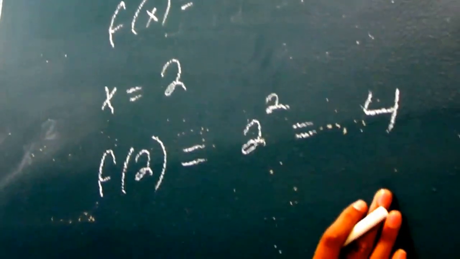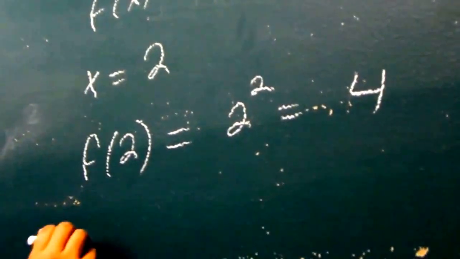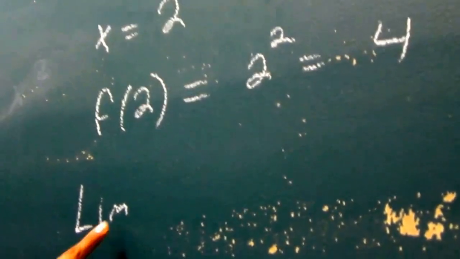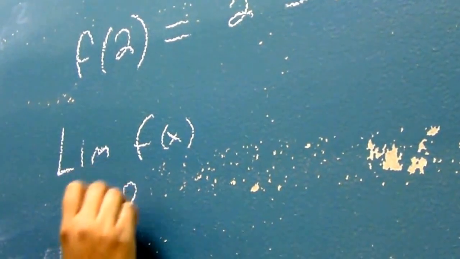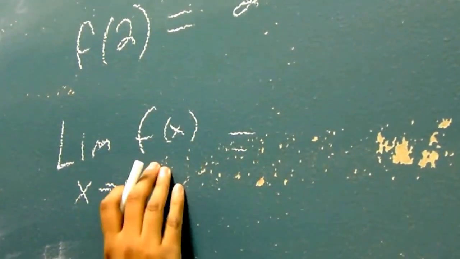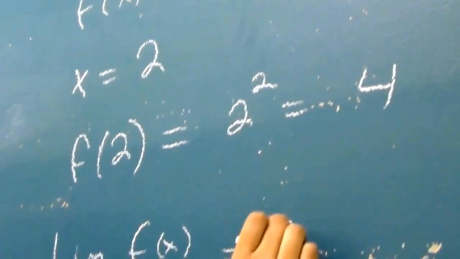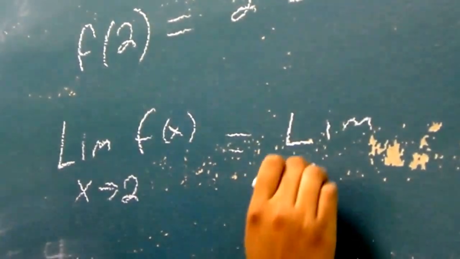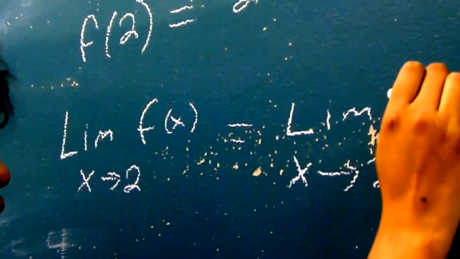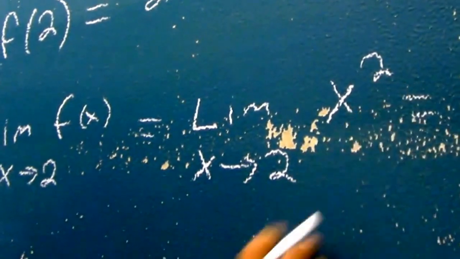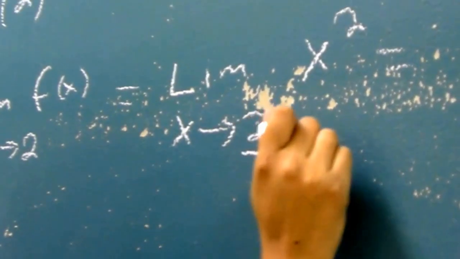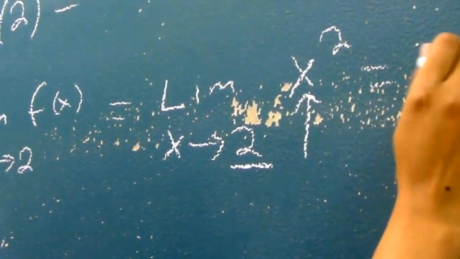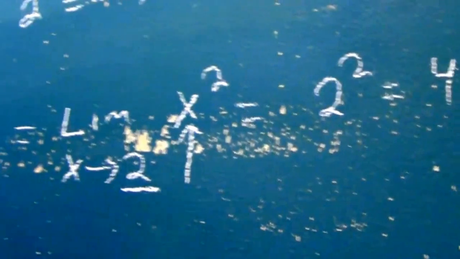So another way of writing this is finding the limit of the function. So I want to find the limit of my function as x is approaching 2. My function is x squared. So then I have the limit as x is approaching 2 of x squared. And the next step after this is plugging the value of x into the function. So I have 2 squared is equal to 4.